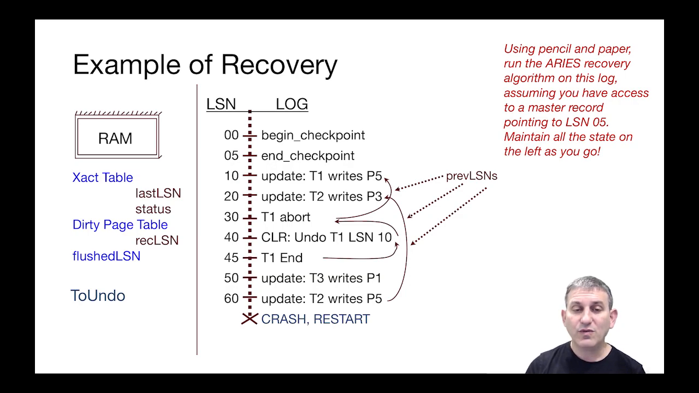Log record 50, T3 is updating P1. That's a new transaction T3. And in log record 60, we have transaction 2 writing page 5, P5. So you should be able to go through this log, and for regular transaction processing, as the log is being written, you should be able to update the transaction table and dirty page table accordingly. I did not do that in my discussion. Then there's a crash, and then you should begin the analysis, redo, and undo phases of Aries, continuing to log any CLRs that you need to, any end records that you need to, and updating those data structures in memory.